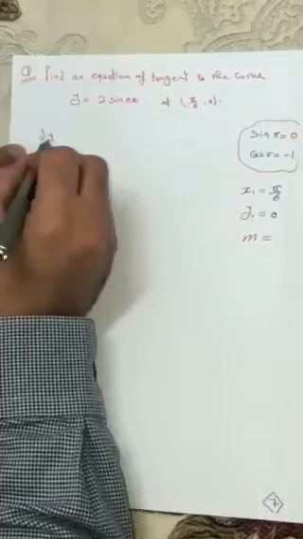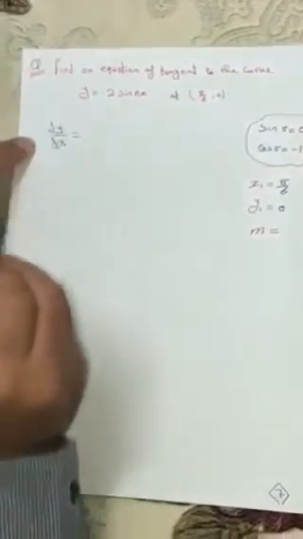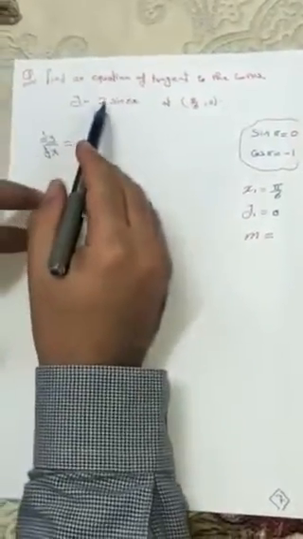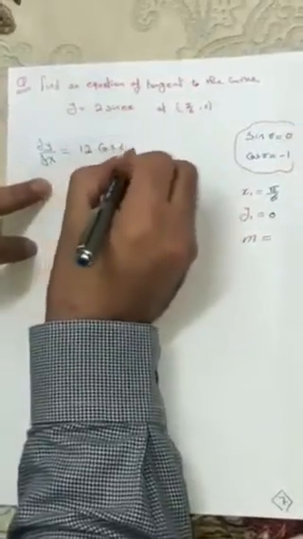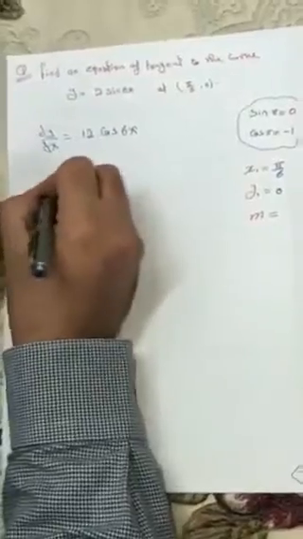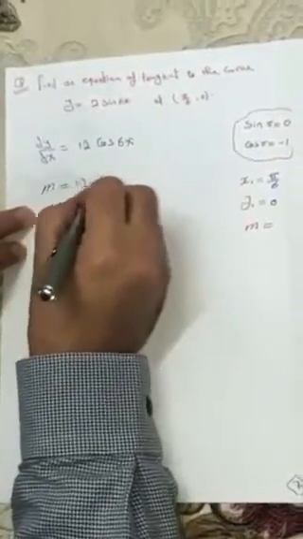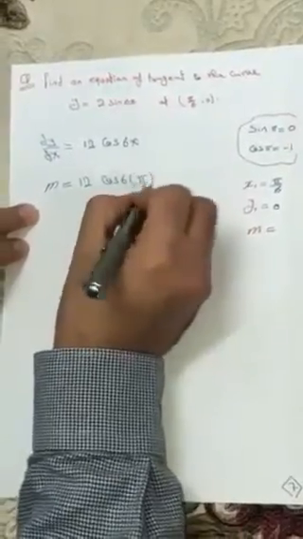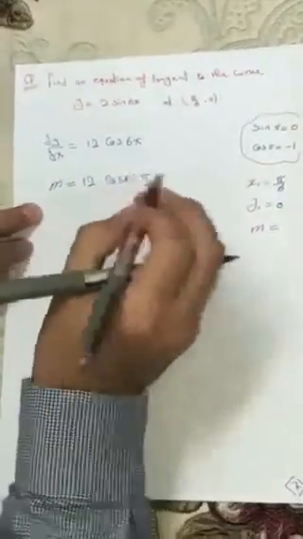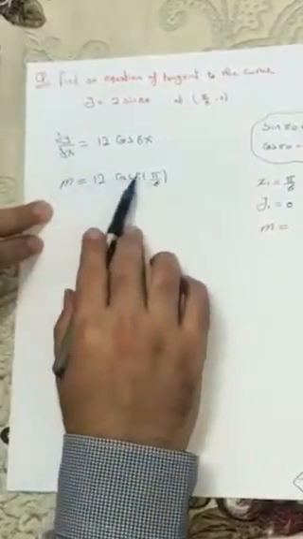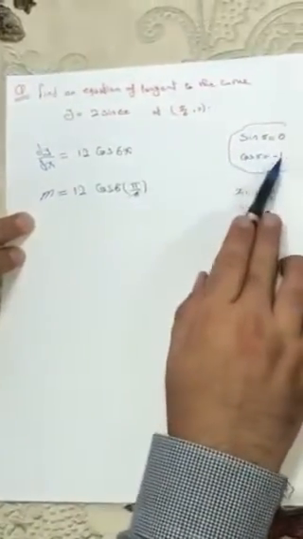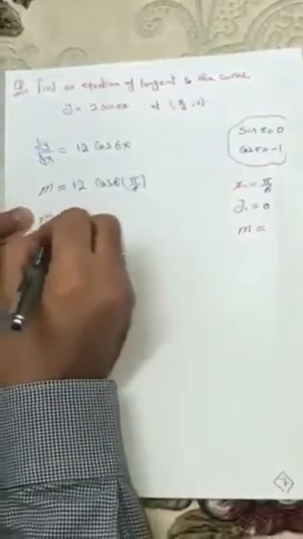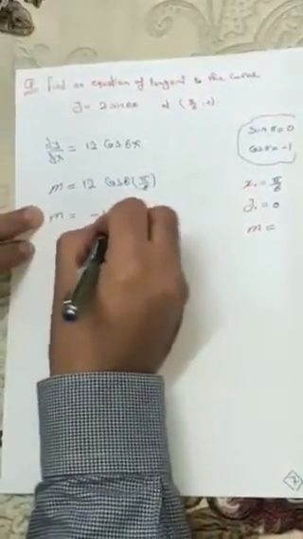Now m, how to get m? We get m by differentiation, dy by dx, because m is the gradient. The derivative of 2 sine 6x is 12 cos 6x. Now find m. m equals 12 cosine 6 multiplied by pi over 6. Now 6 and 6 cancel, so it's 12 cos pi, and cosine pi is negative 1. So m equals 12 multiplied by negative 1, which is negative 12.